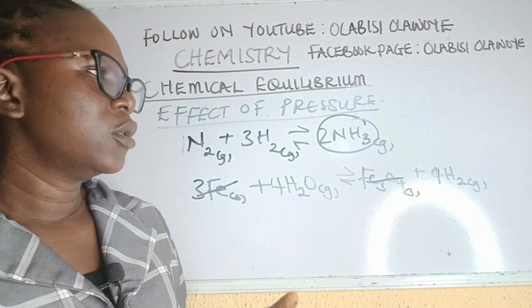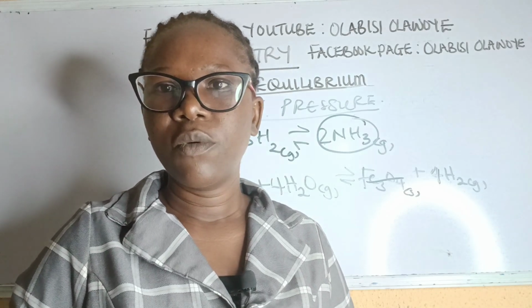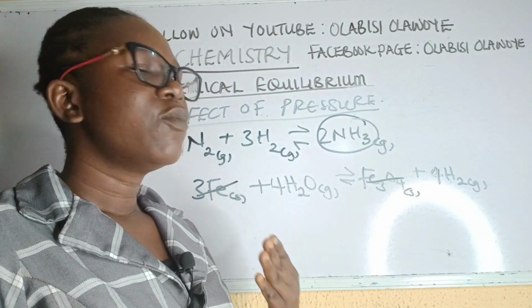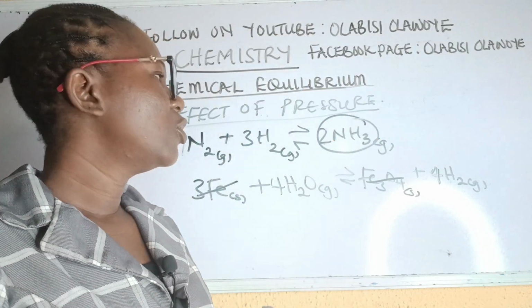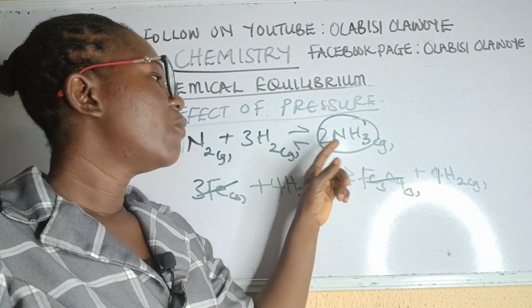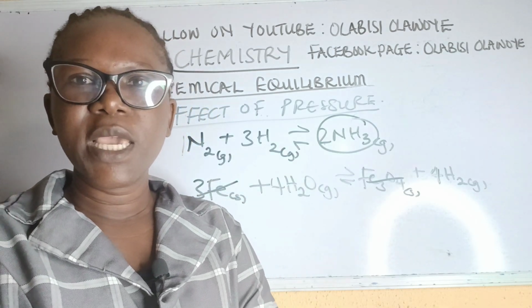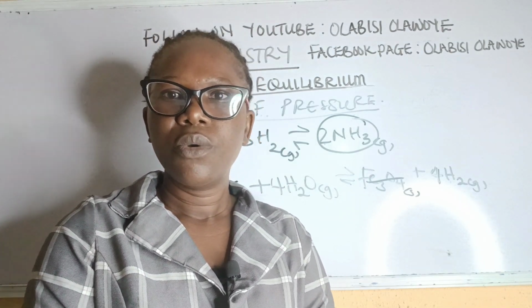And in any reaction, we always want product formation. So in this case, when there is high pressure, the reaction is left to bring down the pressure, so favoring the product formation. And so the reverse is the case to produce more reactant.